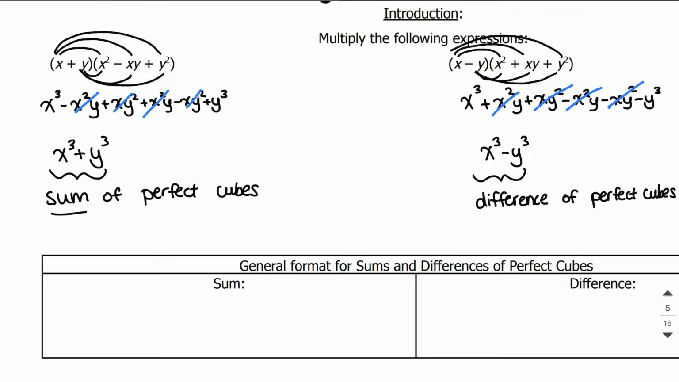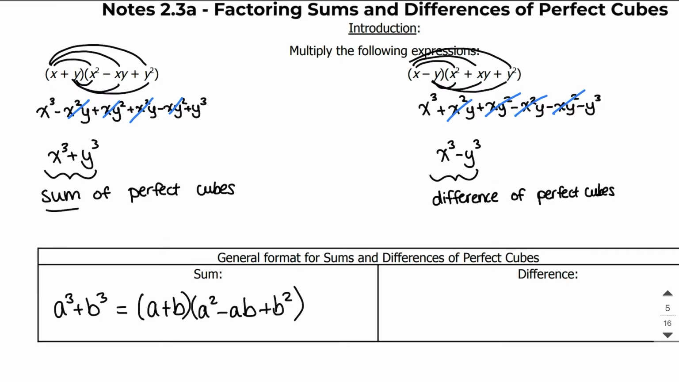So what does this mean? If I want to factor a cubed plus b cubed, and I'm using a and b instead of x and y, just because that's typically how it's used, but you can use any variables you want, if I were to factor that out, it will look like a plus b, just like we have right here, x plus y, times a squared minus ab, just like we had minus xy, plus, instead of y squared, it will be b squared. So this right here is the factored form.